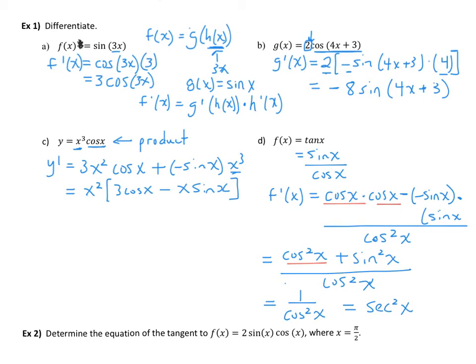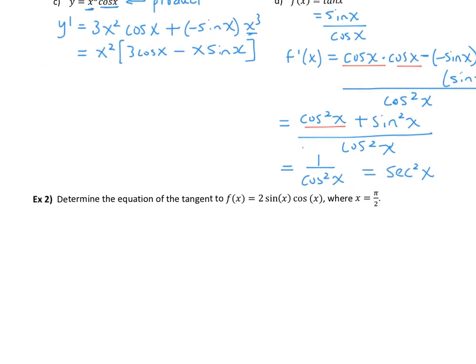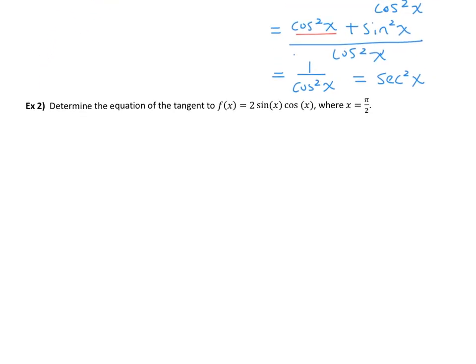All right, example number 2 here, we are going to determine the equation of a tangent to this function, 2 times sine x cos x, where x is pi over 2. All right, let's see what we can do with this. We know to get the equation of your tangent, it's a line. It's going to be y equals mx plus b. And we know we need the derivative of f at x to get the slope of any tangent at any point x. All right, again, we've got this constant in front, so the constant just stays there.